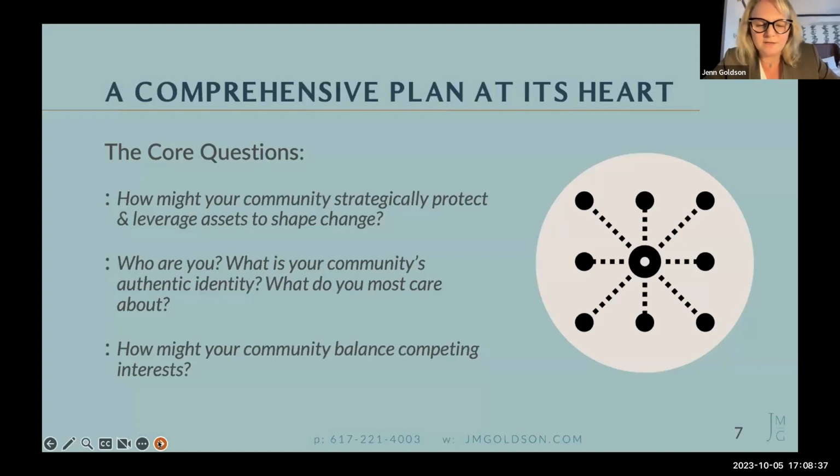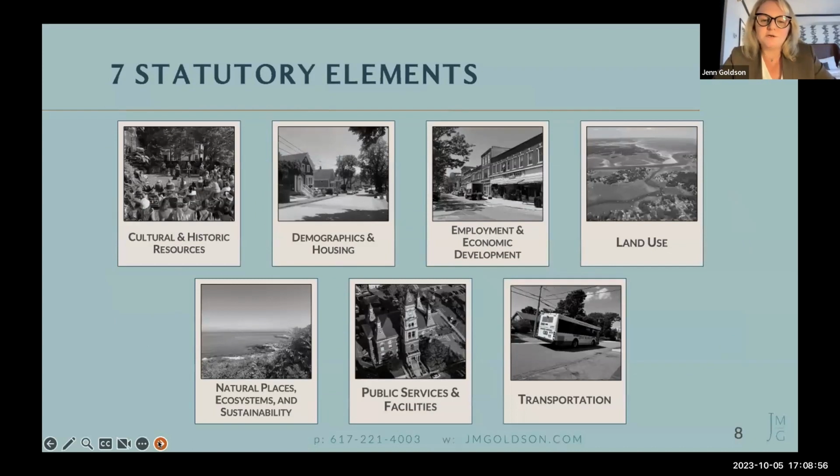We're under no illusions that everyone in the community will agree on exactly what the priorities are. And so this process will be a process of trying to balance and find some harmony between what could be competing interests, some tensions, but we also find there can be a lot of synergies among different interests. And so a comprehensive plan is required in Massachusetts to focus on these 7 statutory elements.